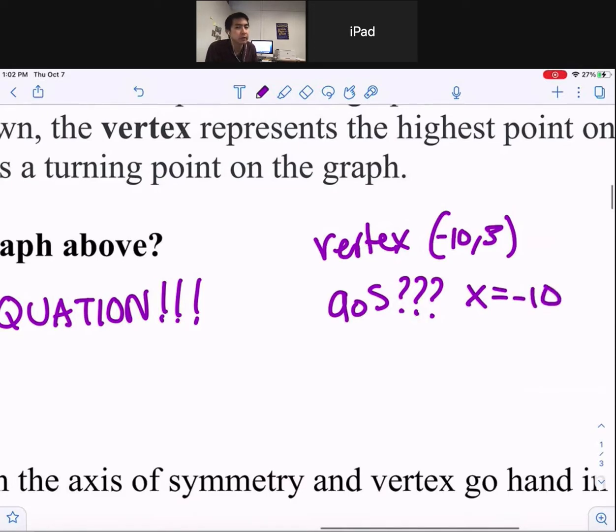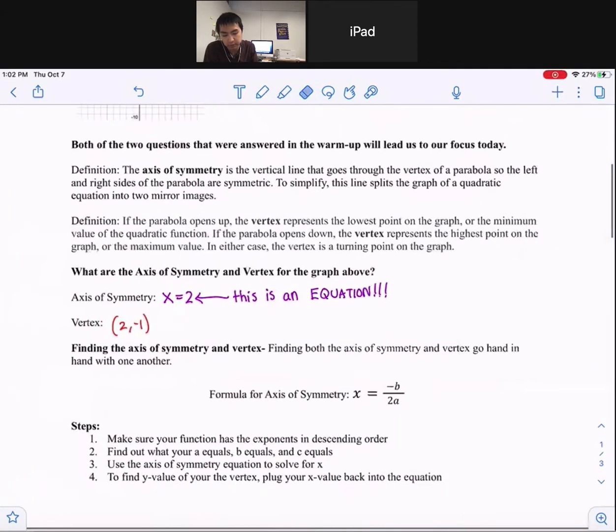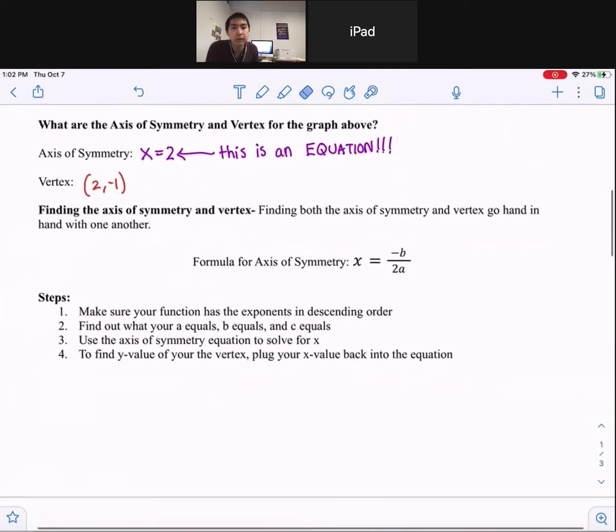So the axis of symmetry is the x-coordinate of your vertex. We have a formula for our axis of symmetry, which is x equals negative b over 2a. And here are the steps.